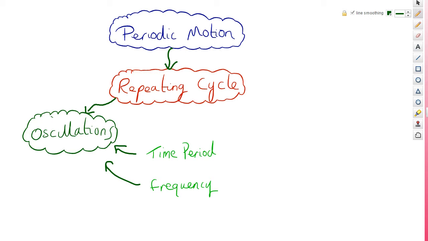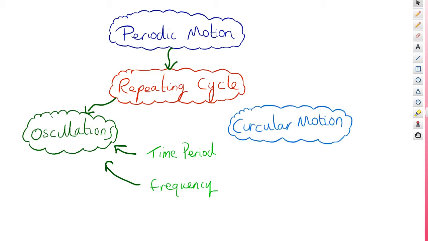Well, this lecture, as I've said, is about circular motion. So let's see how that applies to circular motion as a periodic motion. If in an oscillation the time period is the time for one complete oscillation, it's pretty obvious what the time period is going to be for circular motion. It's just going to be the time for a body that's moving in a circle to complete one circle. So the time for one complete circle.